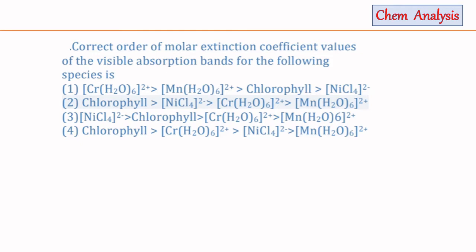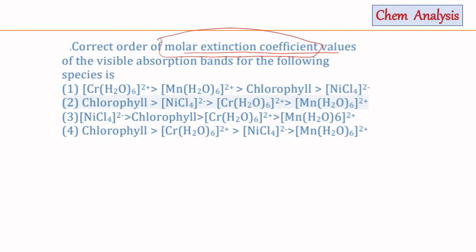The first question is asked from coordination chemistry, and you have to tell about the order of molar extinction coefficient for these different coordination complexes. In coordination complexes, you will see that some complex solutions show a color, and it is mainly due to electronic transition in the visible region. Now, the higher the possibility or the intensity of this electronic transition, the higher will be the molar extinction coefficient for that complex.